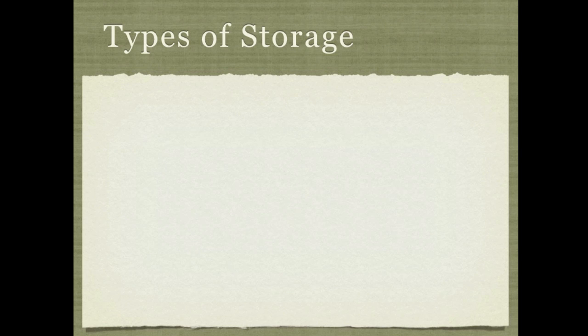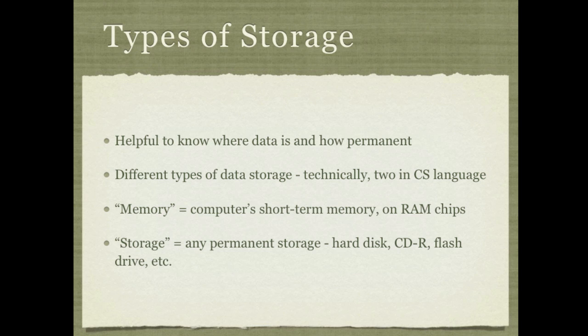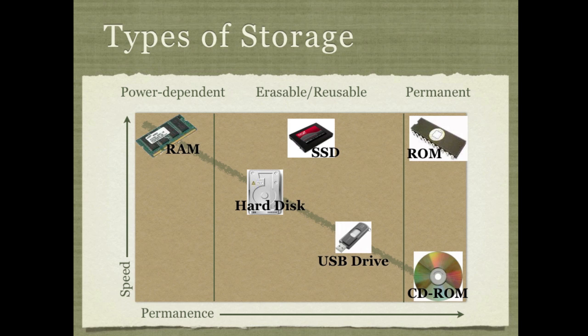Let's briefly review the types of storage that we talked about last time. Memory and storage are the two terms that refer to these places where data could be, memory being short-term, storage being long-term, and we had this graph where there's a general trend of faster things being very temporary and slower things being more permanent, with a couple exceptions. You can look at the previous video to see more about this.